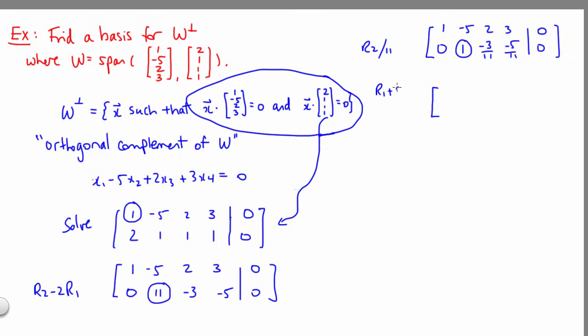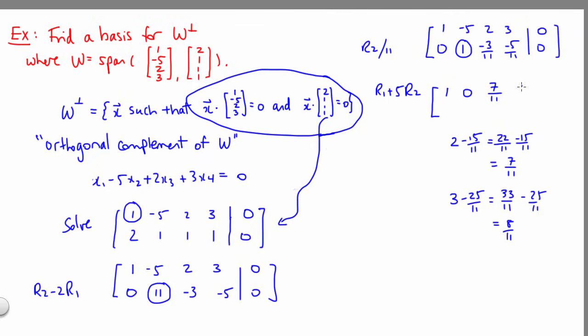And then finally we can take row 1 plus 5 times our pivot row. So we can do a little bit of calculation down below if we like. To get this entry here, we're going to have to take 2 minus 15 over 11. That's 22 over 11 minus 15 over 11, which gives us 7 over 11. For our fourth entry in the top row, we'll be taking 3 minus 25 over 11. So that's 33 over 11 minus 25 over 11 gives us 8 over 11. And then finally we've got the 0 on the right side. So we've now got our matrix into our REF, and I'm just going to erase these side calculations here.